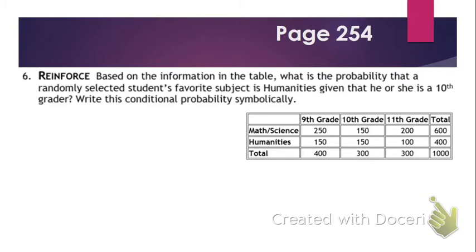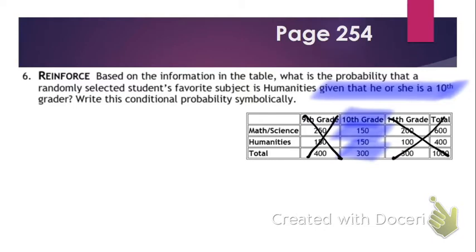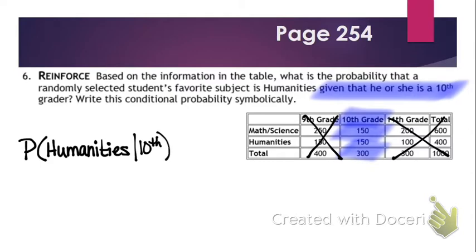What do we already know about this person? They're a 10th grader. It tells us right here, given that he or she is a 10th grader. So I'm looking here. Do I care about any of the rest of the table? Nope. Everything I need is coming from right there. And I want to know the probability of what? Them having a favorite subject of humanities, given that, or I already know, they're a 10th grader.